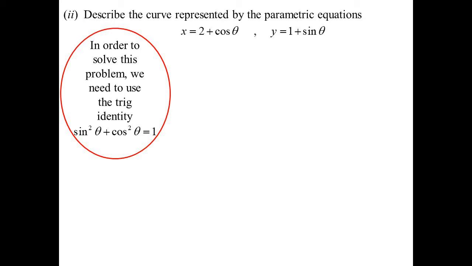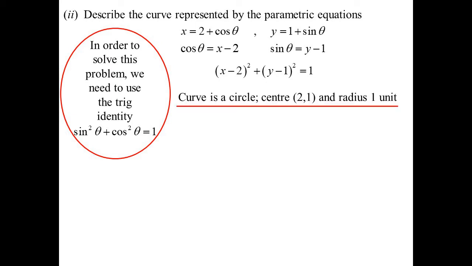But you might recall that sine squared plus cos squared is always equal to 1. Do you call that identity? That's what we're going to make use of here. So instead of making theta the subject of the first one, I'm going to make cos theta the subject. So cos theta is x minus 2. And in the second one, instead of making theta the subject, I'll make sine theta the subject. And now I'll substitute into sine squared plus cos squared is equal to 1. This is a fact that I know. And I end up with an equation which I now recognise. I've got a circle. And the origin's been moved to 2, 1, and the radius is 1.